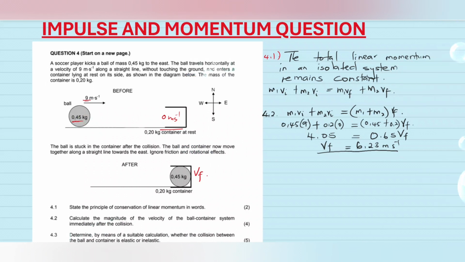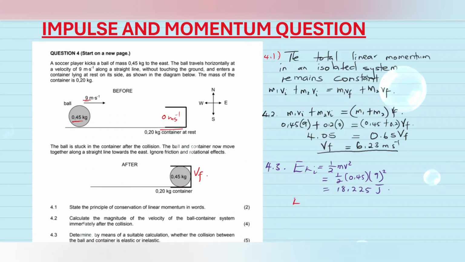4.3. Determine by means of suitable calculations whether the collision between the ball and container is elastic or inelastic. To prove elastic or inelastic collision, we are only allowed to prove with kinetic energy, starting with the initial kinetic energy. The formula for calculating kinetic energy is half mv squared. So we calculate the kinetic energy of the ball and of the container. But in this case, the container is at rest, so its kinetic energy is 0. Half the mass of the ball, 0.45, multiplied by its velocity 9 squared, gives us 18.225 joules.